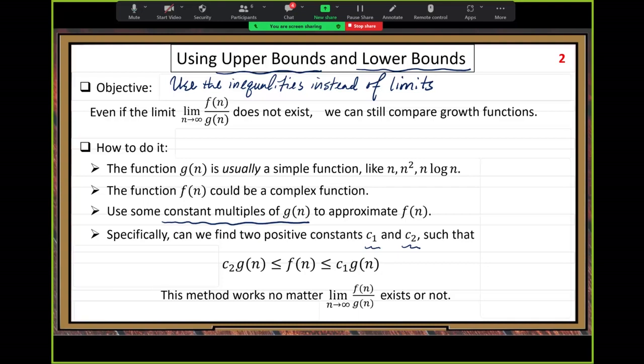So here you can see we have 2 methods when we compare the order of growth of two functions. The first method is the limit method. The second method is the inequality method, with upper bounds and lower bounds.